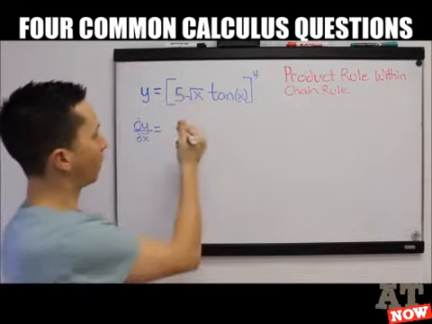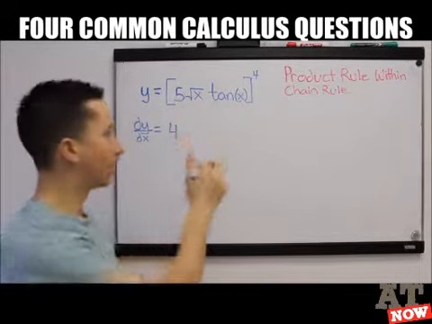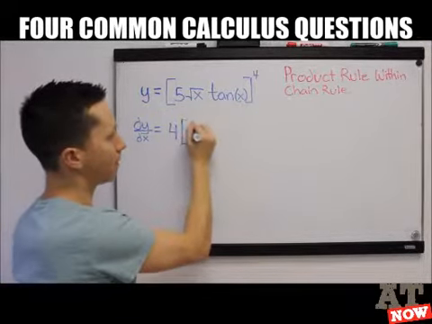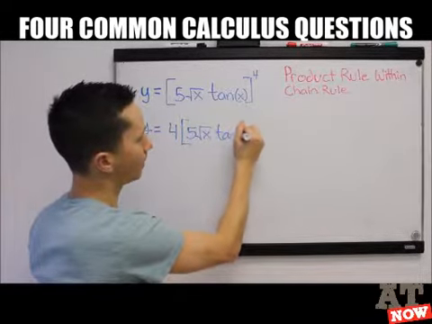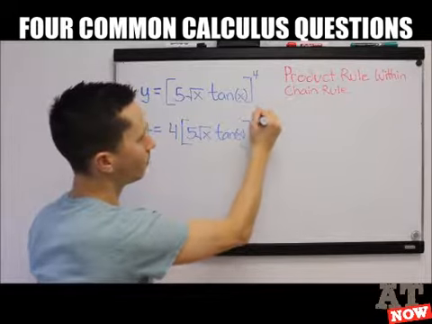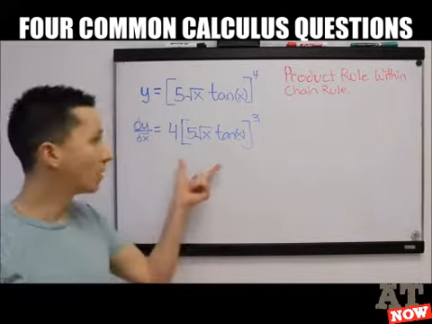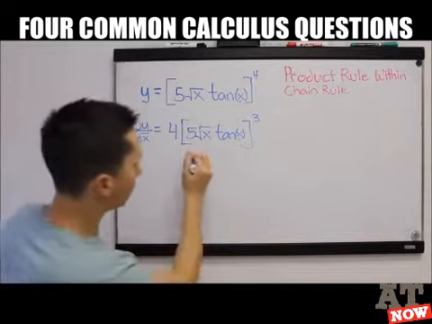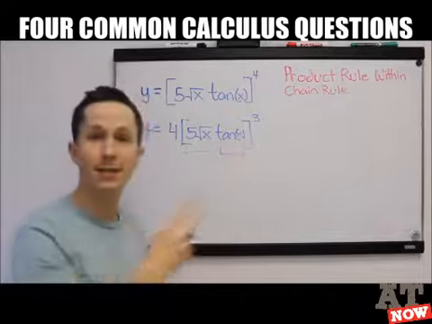I'm going to bring the 4 down and blindly copy the bracket raised to the power of 3, always 1 less than the power it started with. So 5 root x tan x raised to the power of 3. Then we multiply by the derivative of what's inside. Well, what's inside is a product rule. So I'm going to look at 5 root x as the first term and tan x as the second term.